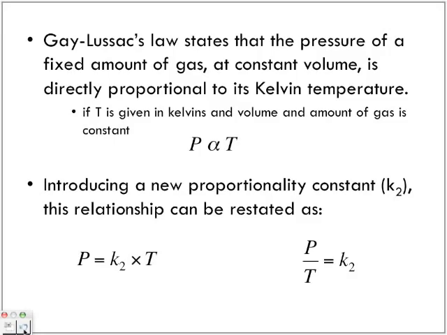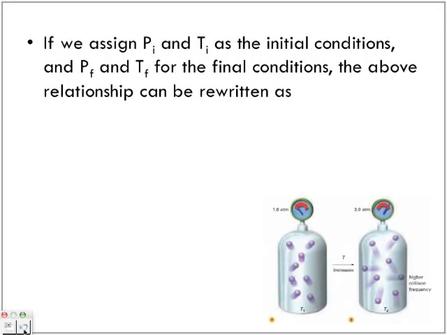Charles' law looked at volume and temperature. Gay-Lussac looked at pressure and temperature. So we're looking at very similar formulating of the actual equation for the gas laws. If we assign an initial pressure and an initial temperature, and we'll have our final conditions as PF and TF, the above relationship can be rewritten as follows. Similar to Charles' law, where Vi over Ti equals VF over TF, but according to Gay-Lussac, we're looking at pressure and temperature.